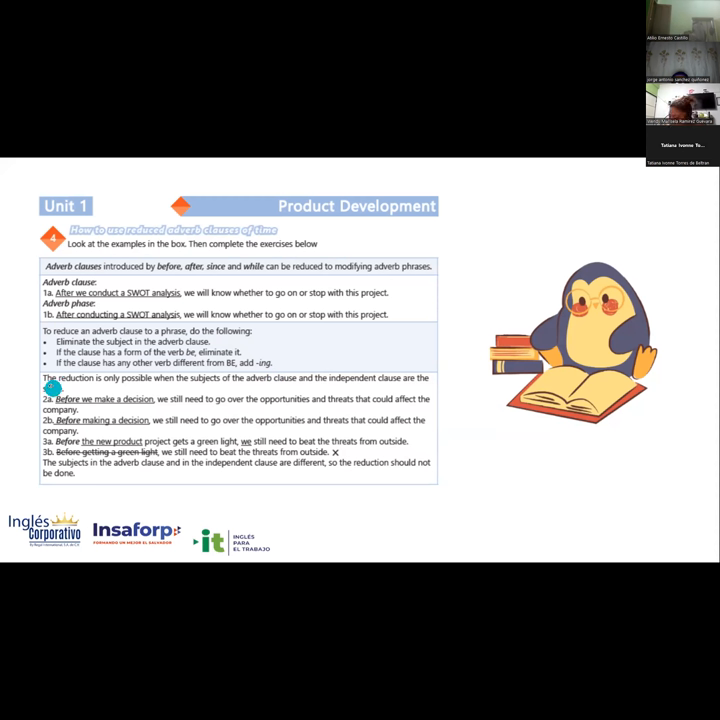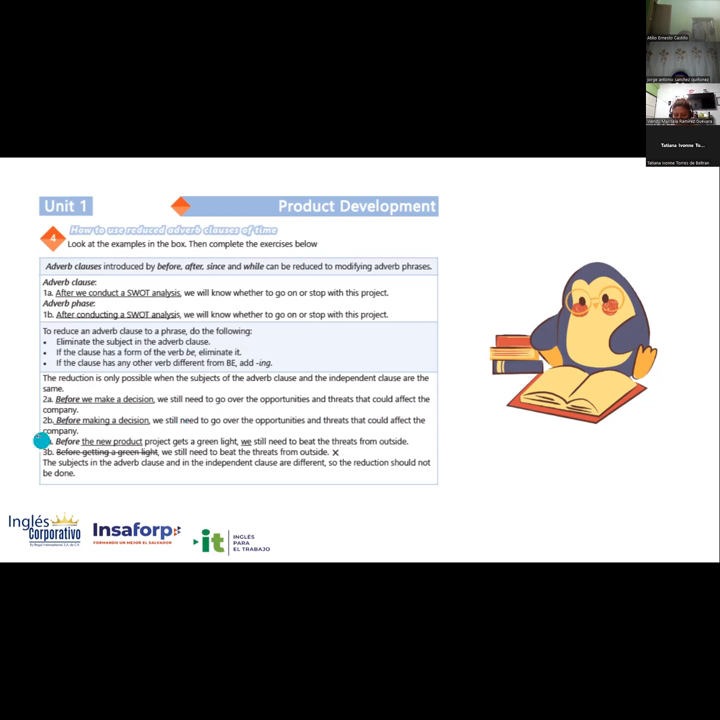And in this case, well, the reduction is only possible when the subjects of the adverb clause and the independent sentence are the same. What we mentioned before. If you have the same subject, so we can reduce. But if not, no, you cannot reduce. Look at the example. Before we make a decision, we still need to go over the opportunities and threats that could affect the company. Okay, we have the same subject? Yes, we and we. So let's reduce. Before making a decision, we still need to go over the opportunities and threats that could affect the company.